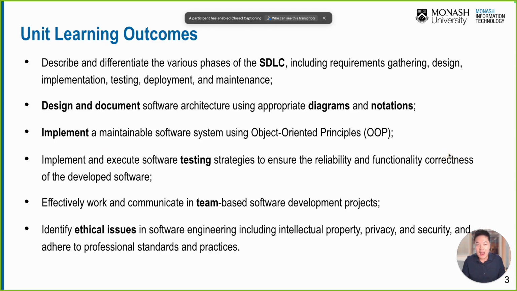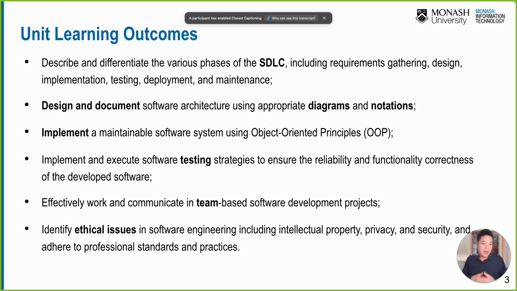Within this unit, software engineering is really important. Right now, I think everyone uses digital applications every day. But the key question is: how can we develop a high quality software system? These are the unit learning outcomes that every student needs to achieve. First of all, I expect that everyone will be able to understand what a software development life cycle is, the different phases and steps within the cycle, starting from requirement engineering, software design, software implementation, software testing, deployment, and maintenance.